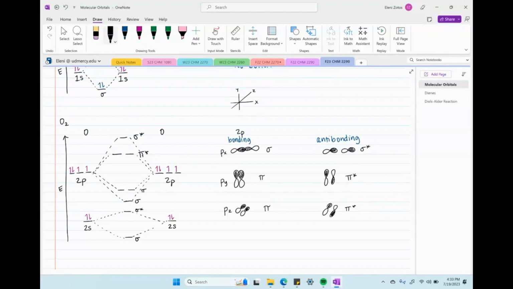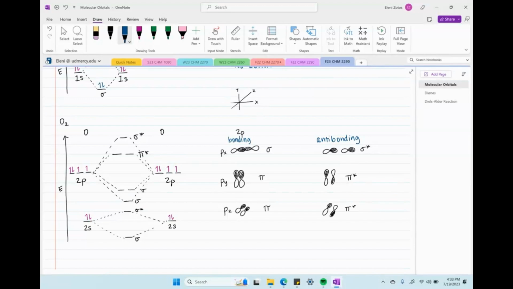All right, let's make sure we have the right number of molecular orbitals. Each oxygen atom starts with 4 atomic orbitals, the 2s, and then each of the 3 2p orbitals. So that's 8 total because we have 2 oxygen atoms. Now let's count our molecular orbitals. Starting from the 2s sigma, we have 1, 2, 3, 4, 5, 6, 7, 8. So 8 molecular orbitals, we're good to go.